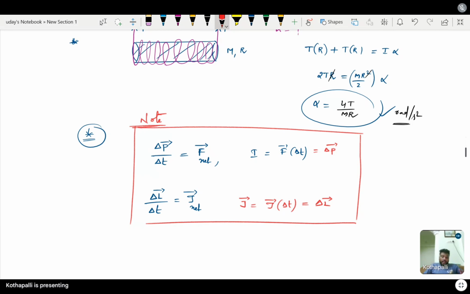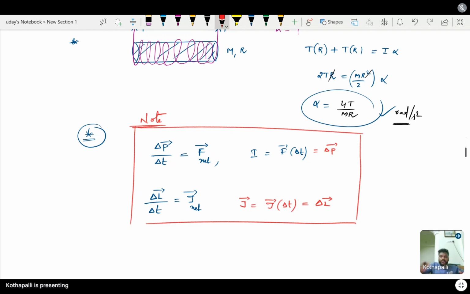Next, the torque produced in case of any rigid body is given by I alpha, where I is the moment of inertia of the rigid body and alpha is the angular acceleration. The relation between angular momentum and torque is delta L by delta T equals torque, just as delta P by delta T equals net force. Impulse is given by force into time, and angular impulse is given by torque into time.